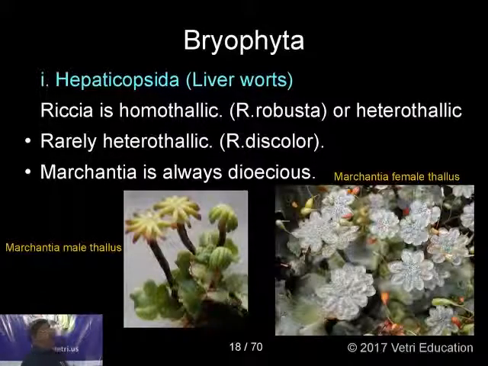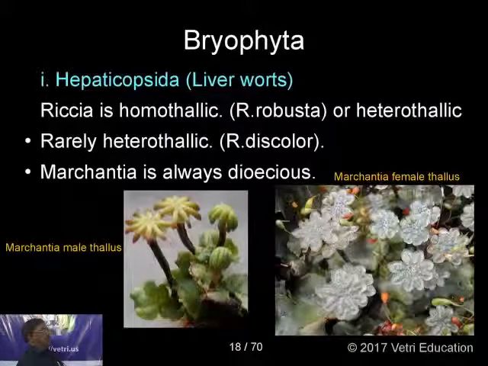Riccia is homothallic, that is, both archegonia and antheridia develop on the same thallus. Example: Riccia robusta. Some are heterothallic, where they may develop on different thalli, which is very rare. Example: Riccia discolor. Another example in this Hepaticopsida is Marchantia. It is always dioecious, that is, male and female thalli are separate. This is the male thallus. There you can find the sporangium, like star-like structures with a stalk, and here you can find the female thallus.